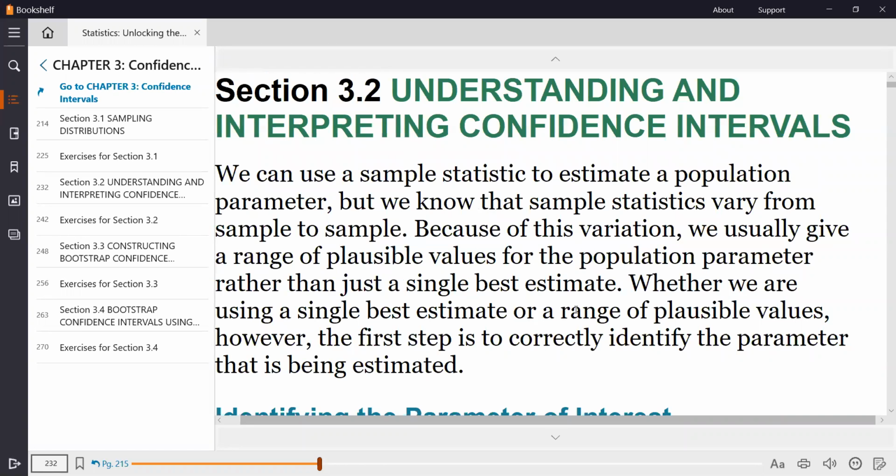All right, so we show a range of values. We call it an interval of values. Whether we are using a single best estimate or a range of plausible values, the first step is to correctly identify the parameter that's being estimated. All right, and in the problem that we just saw, the parameter that was being estimated was the population proportion of people 25 years or older.